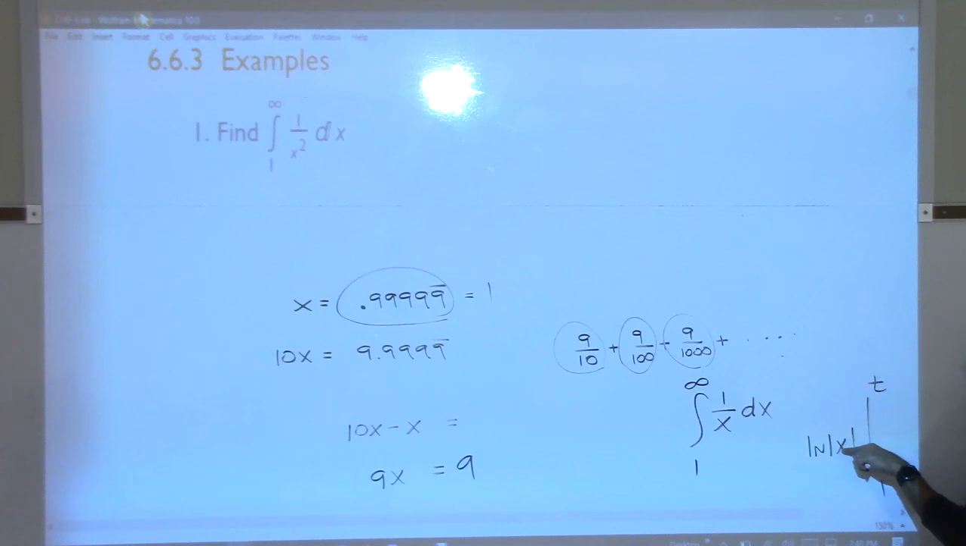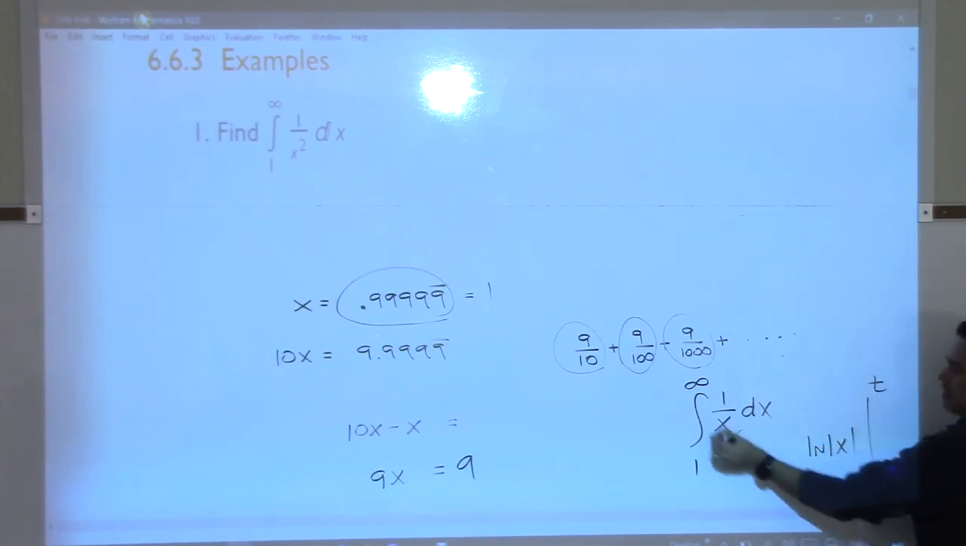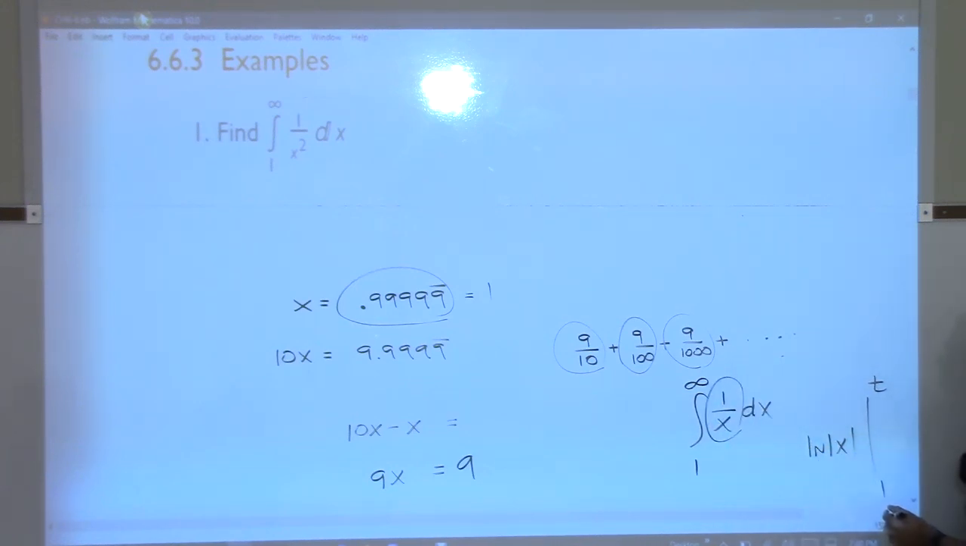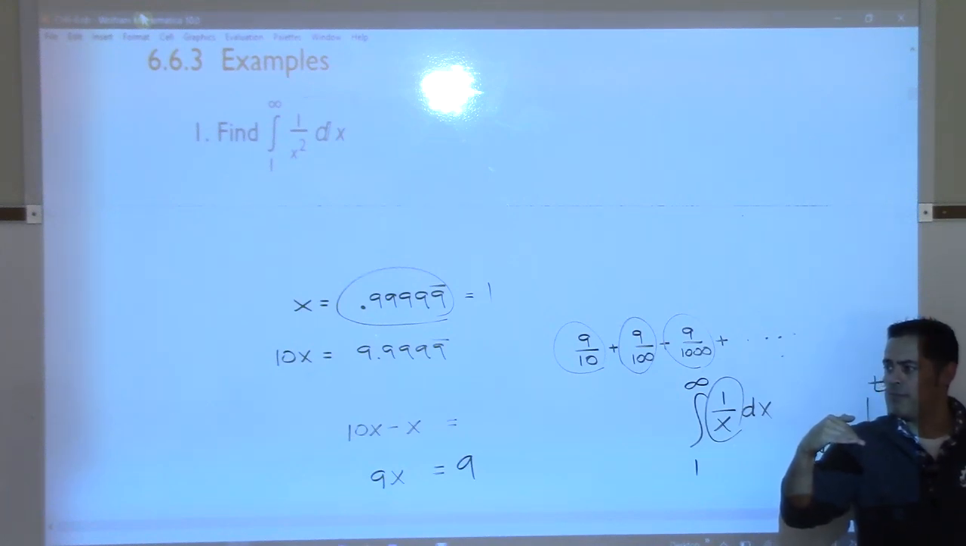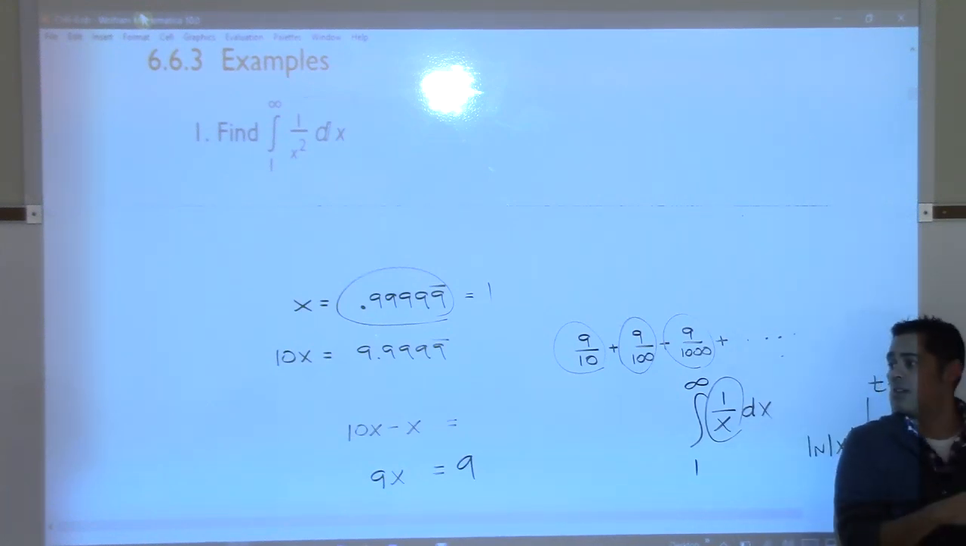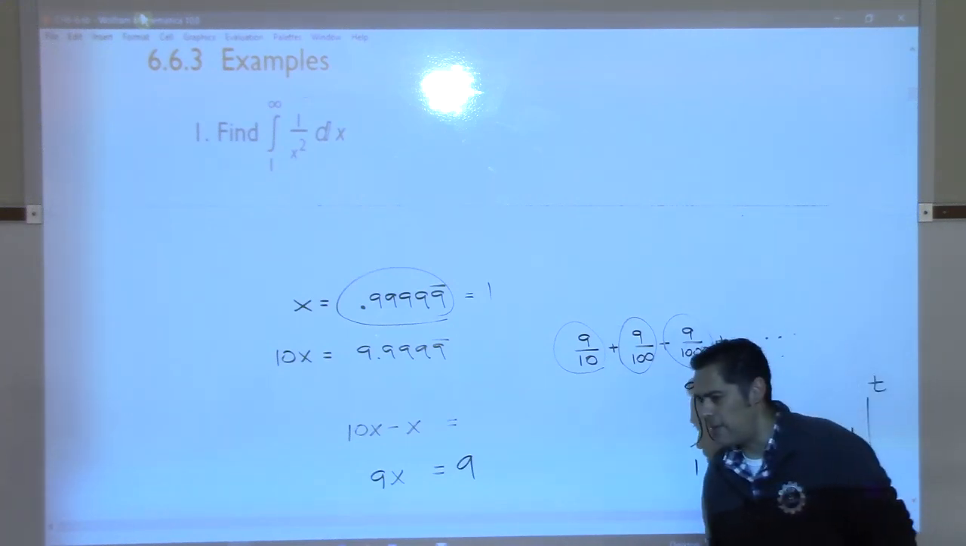And when t goes in here and you let it go to infinity, you get infinity. Natural log of infinity is infinity. And so what we wind up determining is that this one diverges. And it's because it drops down to 0, but just not fast enough. But 1 over x squared drops fast enough. And so every function you have to look at and evaluate.